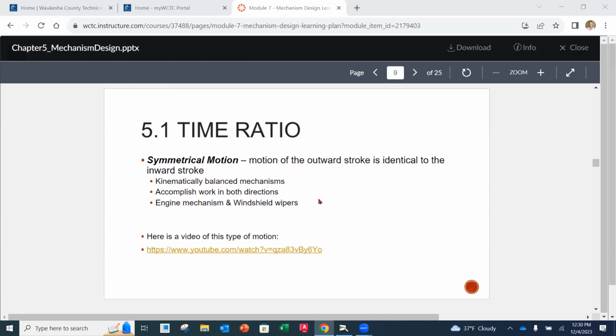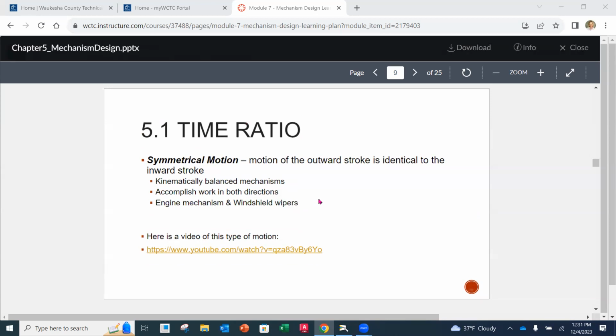Time ratio. Symmetrical motion is when the outward stroke is identical to the inward stroke. These are called kinematically balanced mechanisms. They're going to accomplish work in both directions.